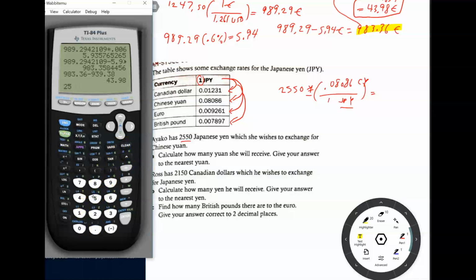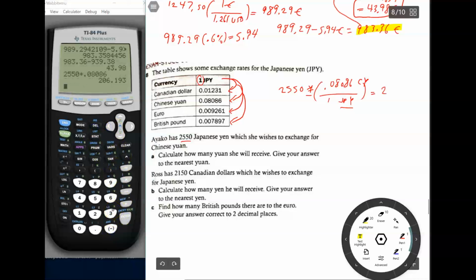So let's do that multiplication and see how much that's going to be. 2550 times 0.08086 gives 206.19 Chinese yuan. So the yen cancels out. Calculate how many yuan she will receive, give your answer to the nearest yuan. So actually, the answer would be 206.